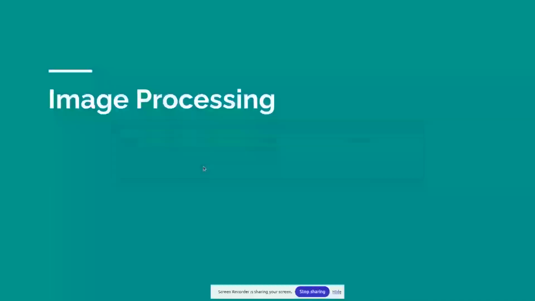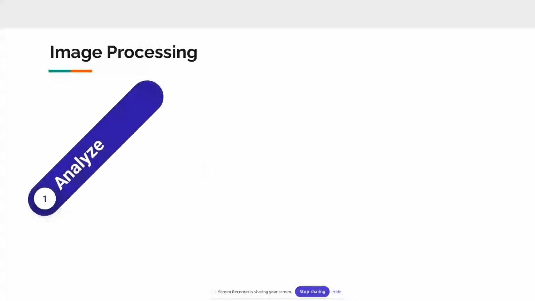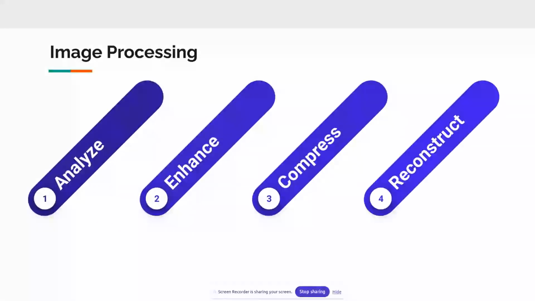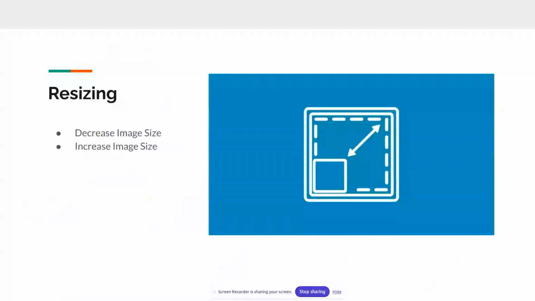Image processing is a set of computational techniques for analyzing, enhancing, compressing, and reconstructing images to improve their quality or to extract useful information. Let's discuss some basic image processing operations. Image resizing is the process of changing the dimensions of an image by scaling it up or down, using techniques like interpolation to preserve quality.